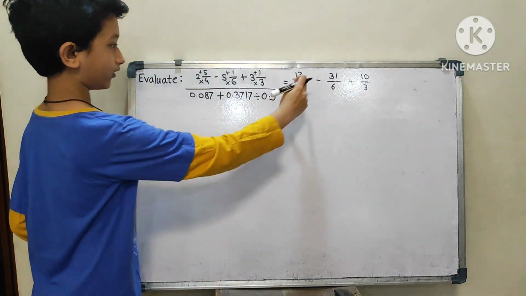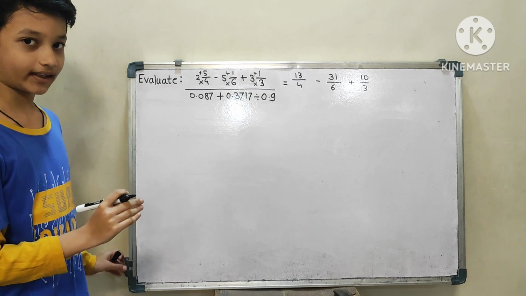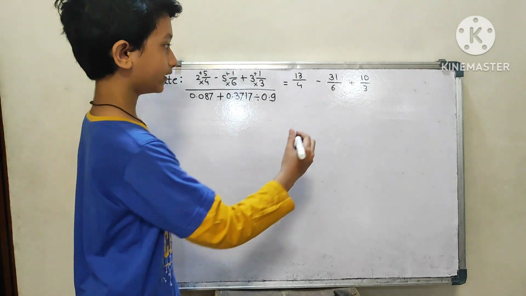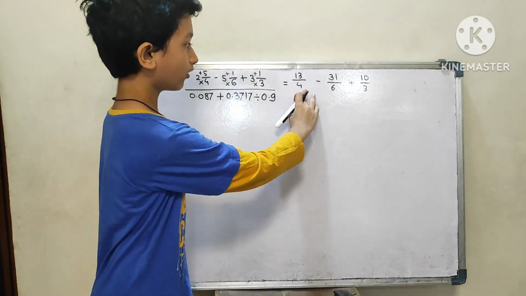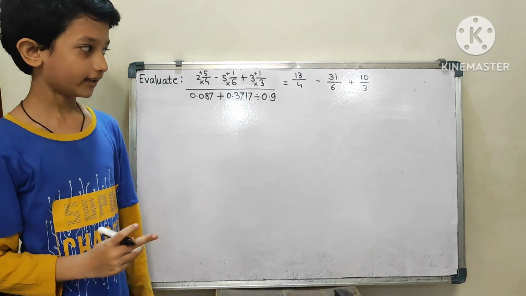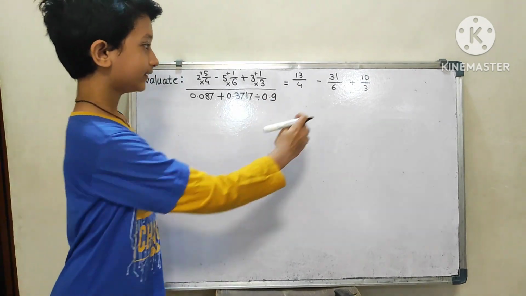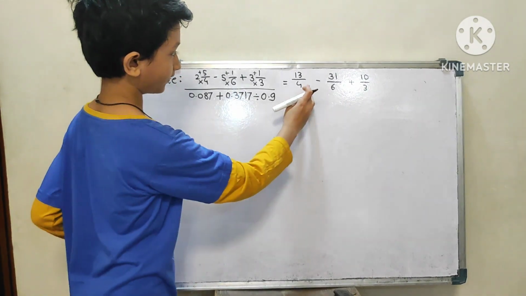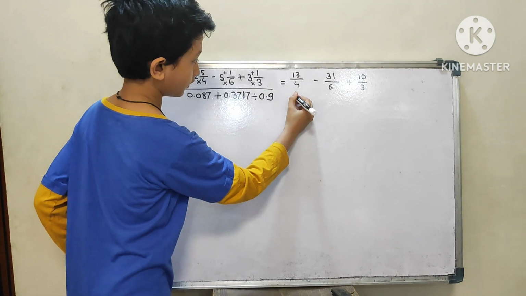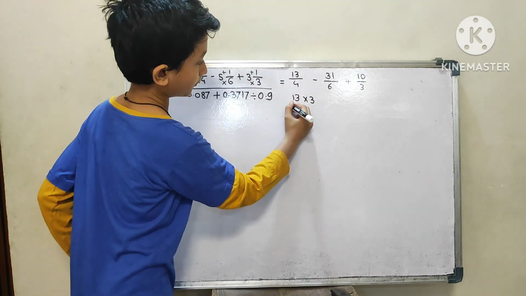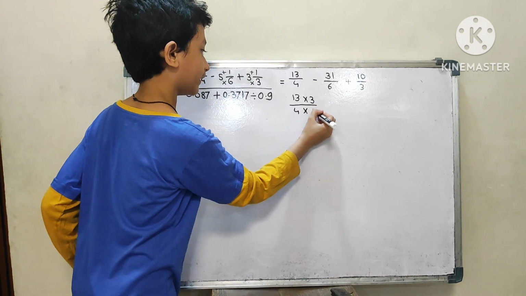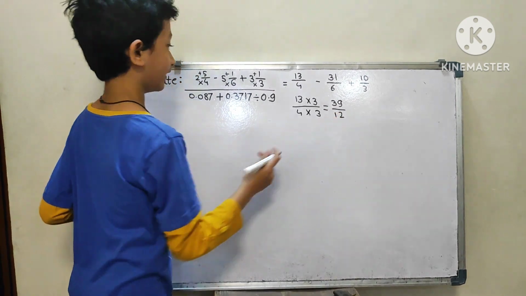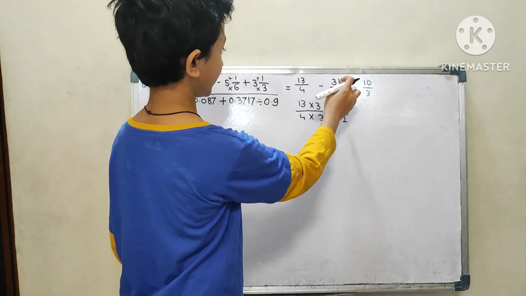So now we have converted them into improper fractions. Now we need to simplify the denominators. First we need to find the LCM of 4, 6 and 3. So it is 12, because 4 into 3 is 12, 6 into 2 is 12, and 3 into 4 is also 12. So first 4 3s are 12. So 13 into 3 by 4 into 3, which is equal to 13 into 3 is 39, and 4 3s are 12. So 39 by 12.